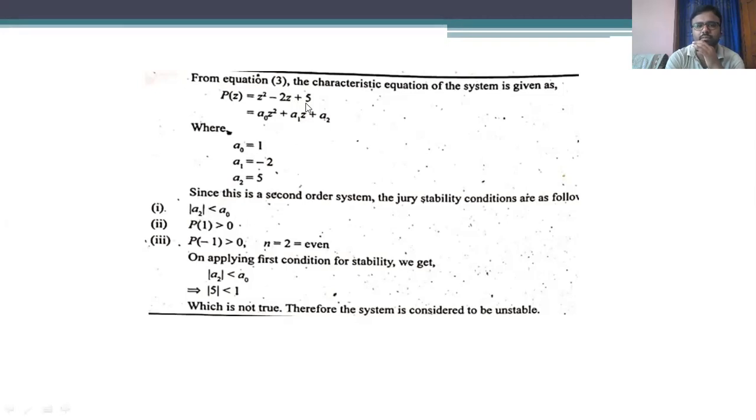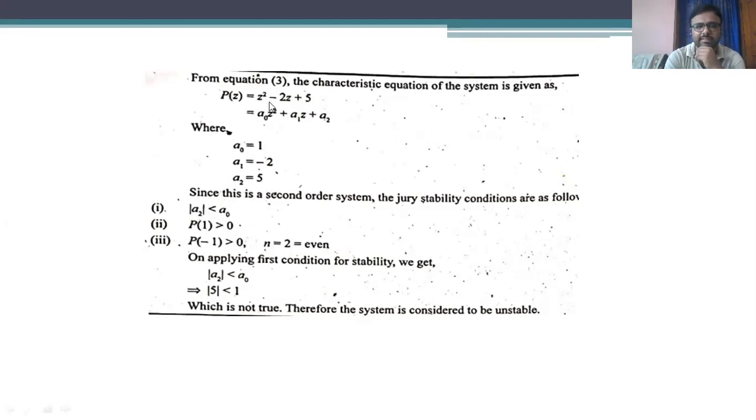A2 value is 5 and A0 value is 1. That means 5 should be less than 1. That means this particular condition is not satisfied. So hence we can say this particular system is an unstable system.